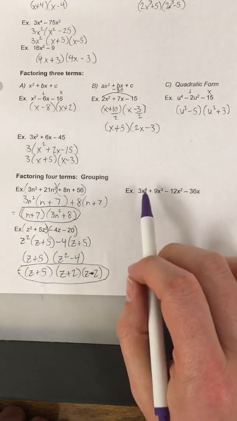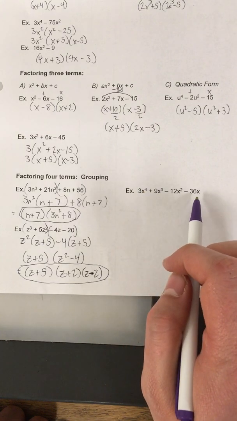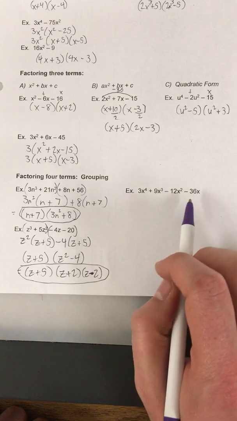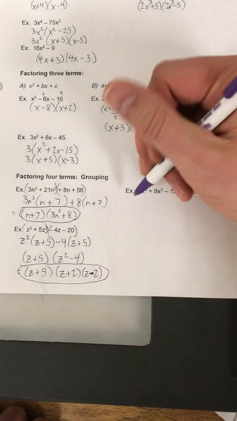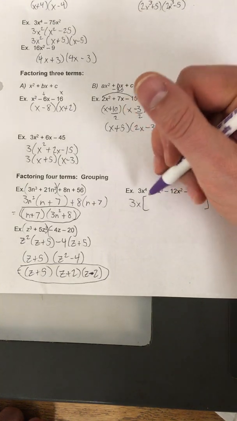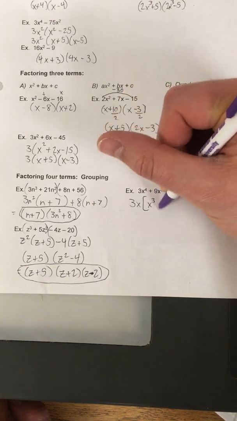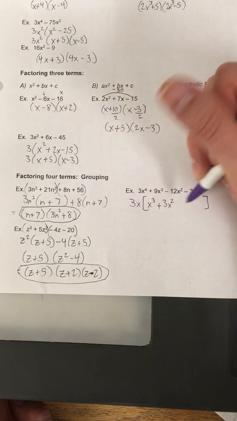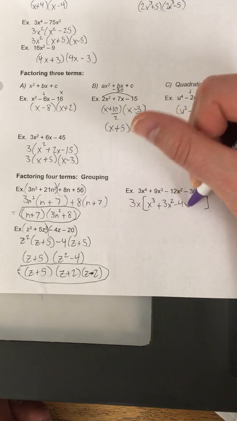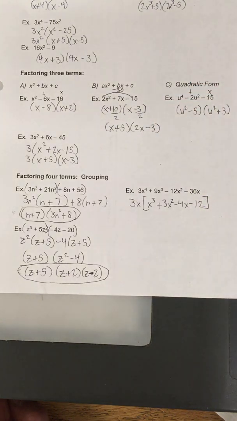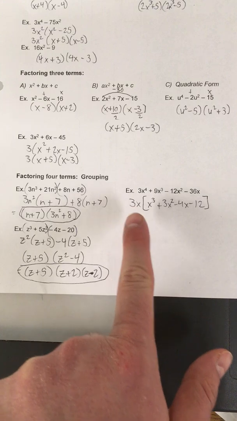And last problem. Again, 4 terms, so I'm going to use grouping, but remember, look for GCF first. Is there a GCF for the whole problem? 3x. I can divide the whole problem by 3x. So that's going to leave me with x to the 3rd plus, this would be 3x squared minus 4x minus, what is that? That's 12. So I did GCF. Just divide that out of the whole thing.